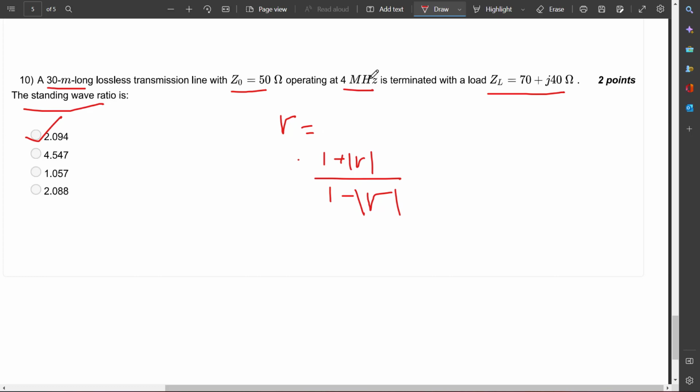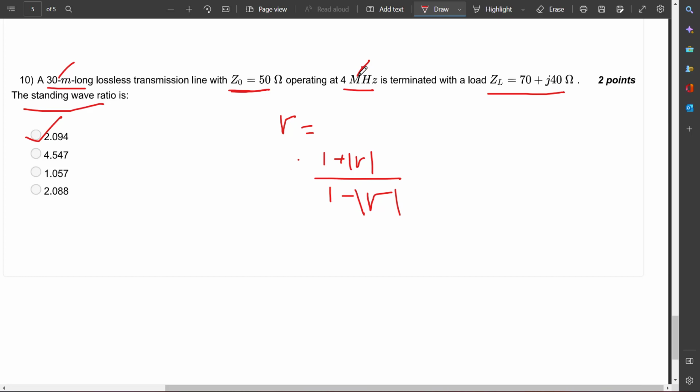So we don't need to use the 4 megahertz frequency. We don't need to use the 30 meters length. We only needed Z0 and ZL. Sometimes this kind of information is given to confuse students. Sometimes they give information which is not required, just so that you get confused and are not able to solve the question.